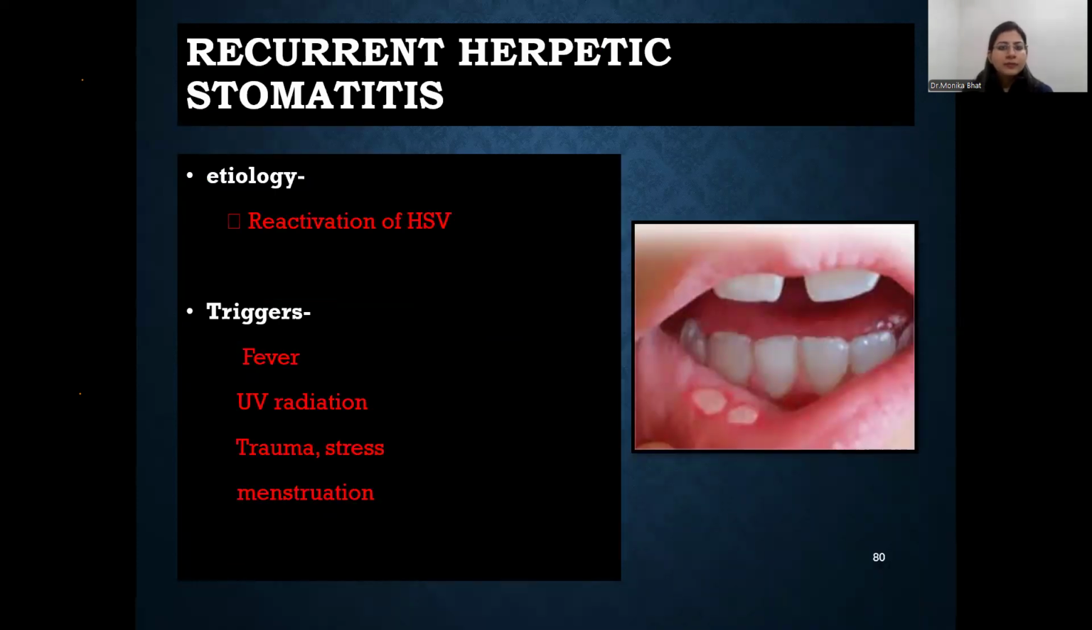Then the recurrent herpetic stomatitis, where we have the reactivation of the herpes simplex virus, and the triggers can be the fever, UV radiation, trauma, or any stress.